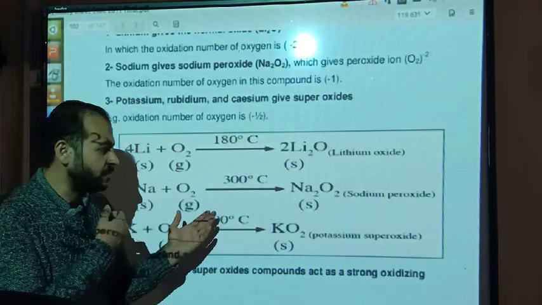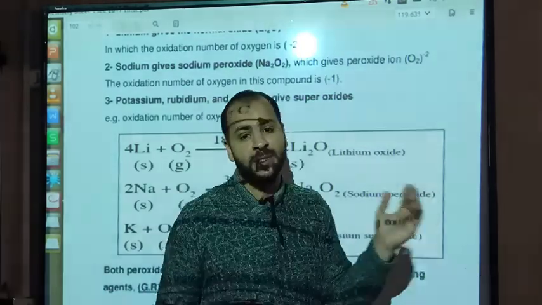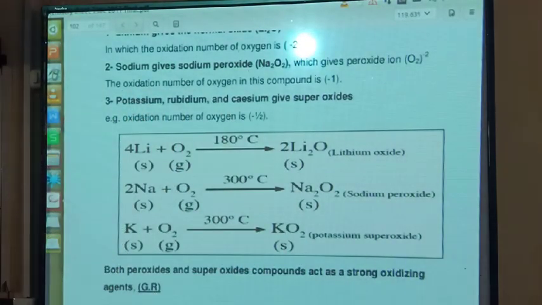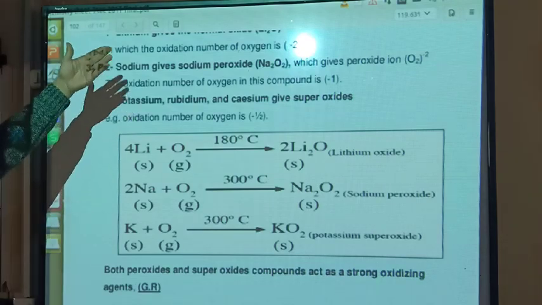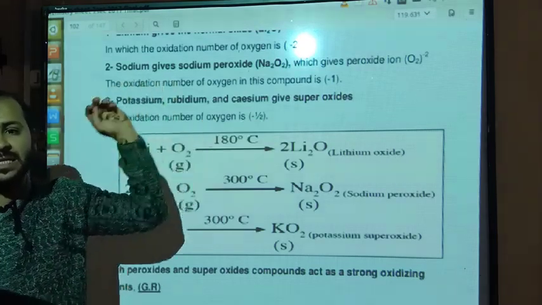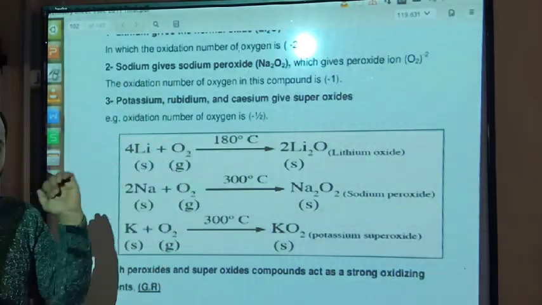Sodium with oxygen gives sodium peroxide. The oxidation number of oxygen here is -1. Potassium reacts with oxygen. Potassium, rubidium, and cesium give superoxide. And the oxidation number of oxygen here is -1/2, as we have studied in the first term.